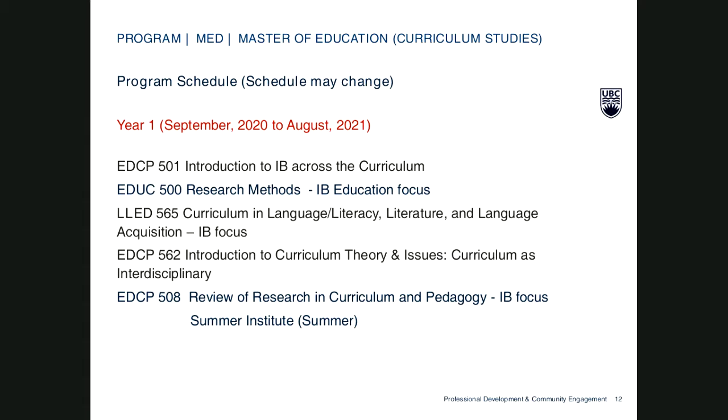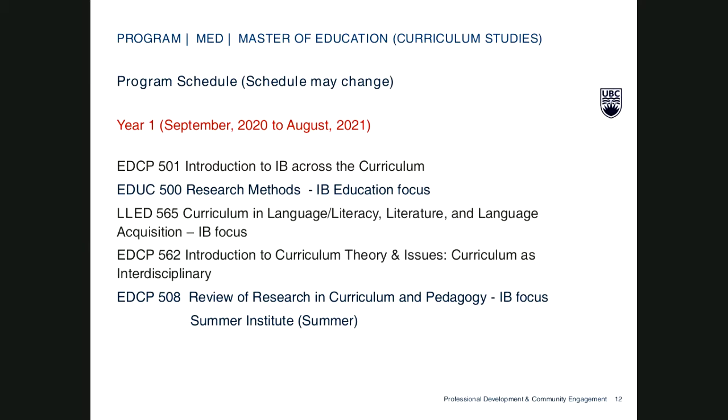The Education 500, the research methods, will be taught by Dr. Adler and myself. And we will definitely have an IB focus to that course. It's a required course. All graduate students have to take that course. But the beauty of being in the cohort is that we're all together. We work as a community of learners. You bring to us what you want to focus on in terms of education and research. And we work with you probably in that course really to create a proposal for your final piece. And that's all about what you want to do.